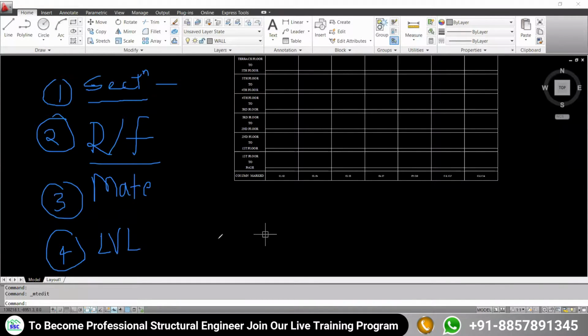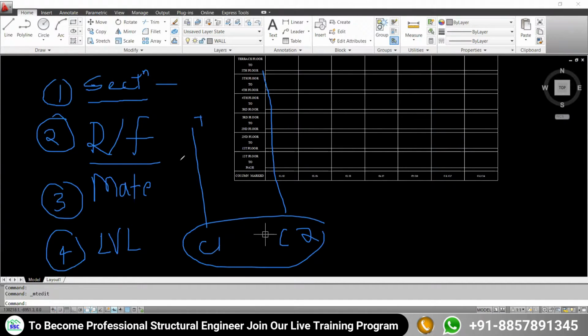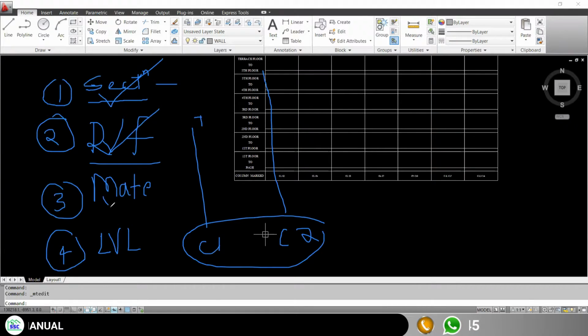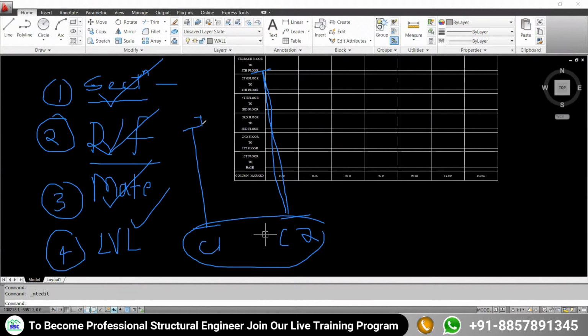Suppose column C1 is running up to the terrace level, and column C2 is running up to the OST level. Can I take these two columns in the same group? No, you cannot. Although these two columns have the same section size, the same reinforcement and the same material, what differentiates them is the level. They start from the same foundation level, but one column runs up to the OST and the other runs up to the terrace floor only. So you cannot take them in the same group.